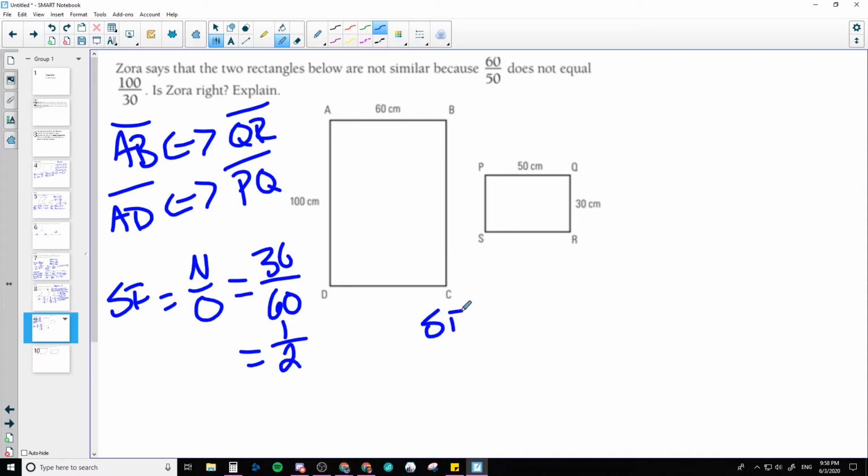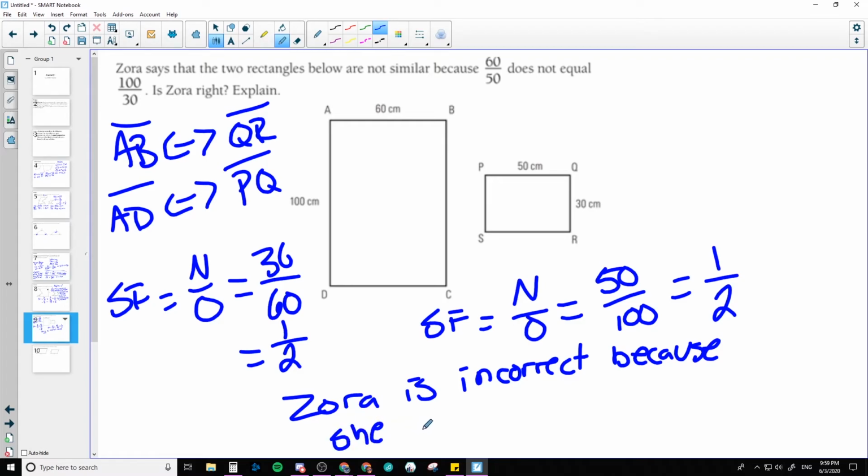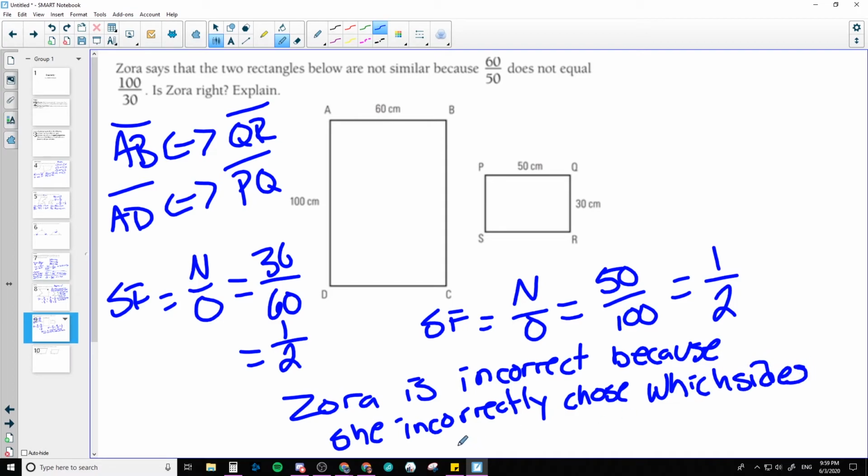And let's check the other one. Scale factor equals new over original, which is going to be 50 over 100, which again is going to simplify to 1 over 2. So Zora is incorrect because she incorrectly chose which sides were corresponding pairs.